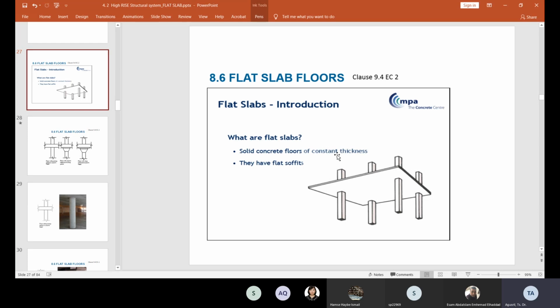Okay, for this structural system, in this subject we select one type of slab. We call it the flat slab. So you can see what the flat slab is. Actually, the slab consists of a constant thickness, and it has a flat soffit. So all the load will be transferred directly to the column.